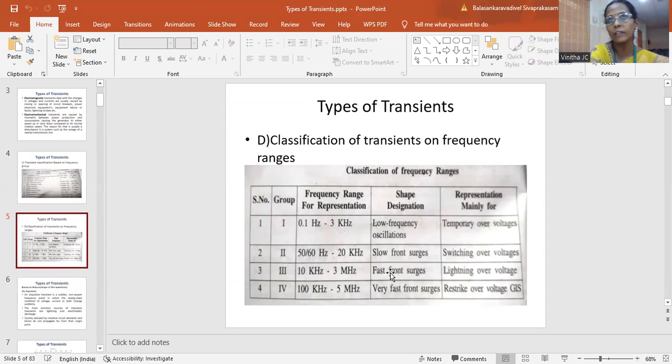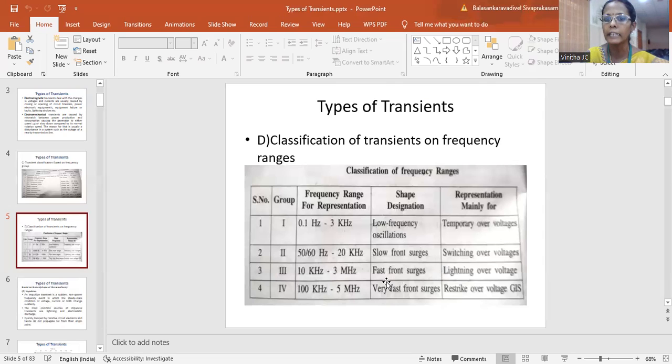In the lightning waveform, that is in the transient waveform, we actually have two portions. One is nothing but the rise time and the other is the fall time. The first half of the waveform will be called front surges, and the second portion of the waveform is called the tail surges. For switching over voltages, the rise in voltage is in a very slow manner. But in lightning over voltages, the magnitude of the voltage increases in a faster manner, so these surges are termed fast front surges. That is the first half, from 0 to the maximum value, which is called front surges.